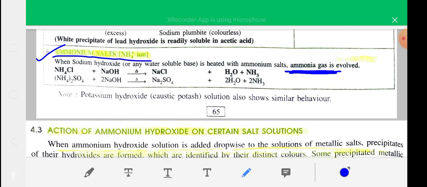And the smell of ammonia is pungent. You know that this is the identification test of ammonia gas. So when an ammonium salt like NH4Cl or (NH4)2SO4 is heated with caustic soda or sodium hydroxide, you will get ammonia gas and a salt like NaCl or Na2SO4, and water.